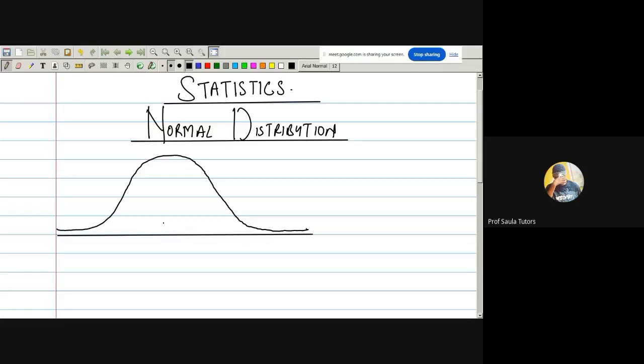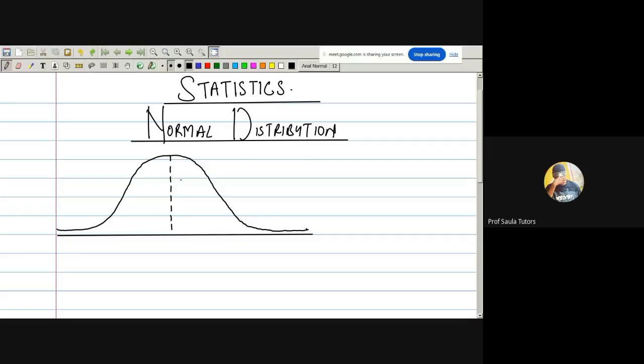It is a symmetrical bell-shaped curve, as you can see it here. This is a symmetrical what? It's a symmetrical bell-shaped curve. It is symmetrical because what we have here is the same thing as what we have here. Are we together? All right. It's the shape of a bell, as you can see it here.